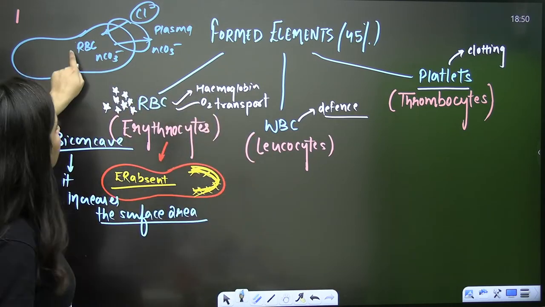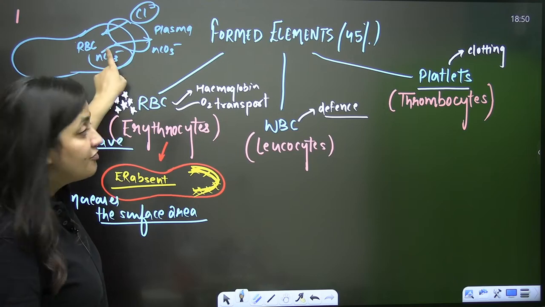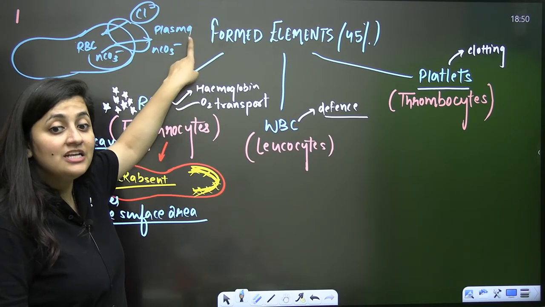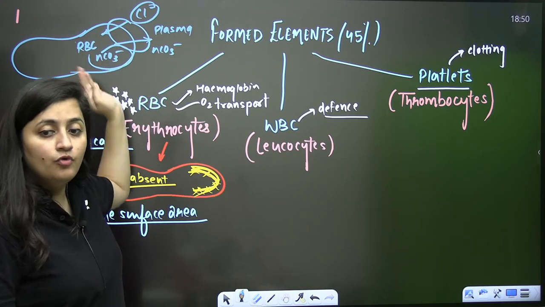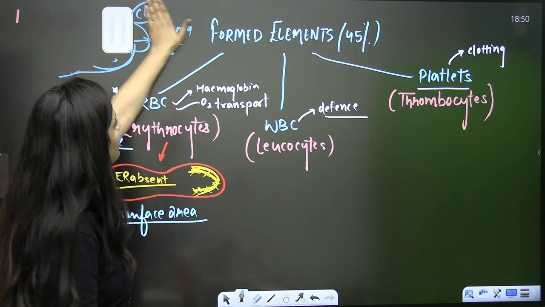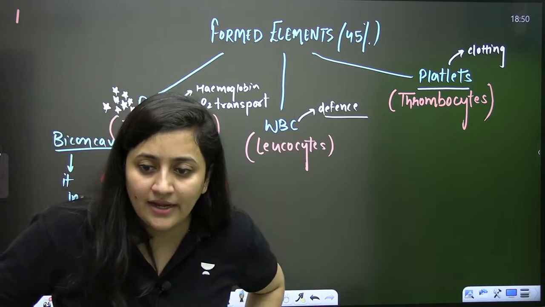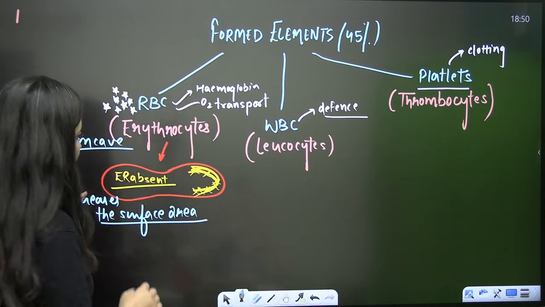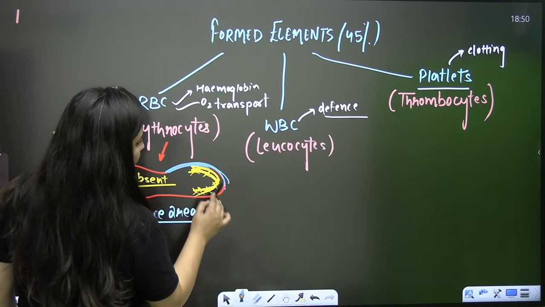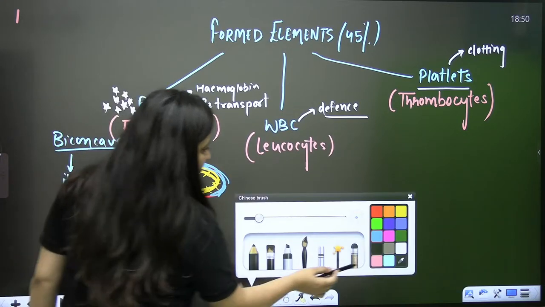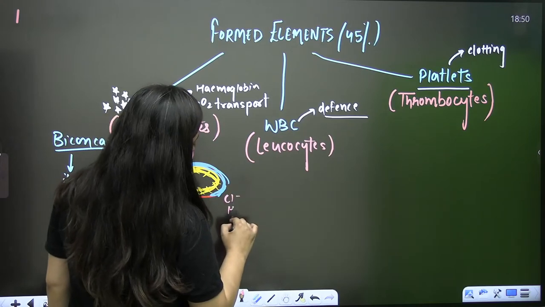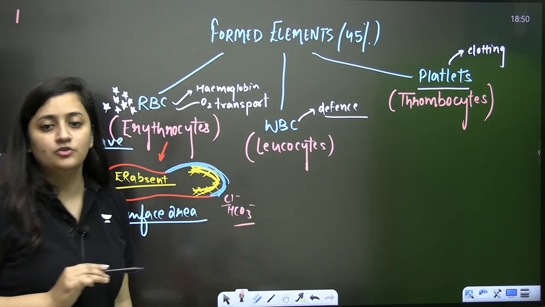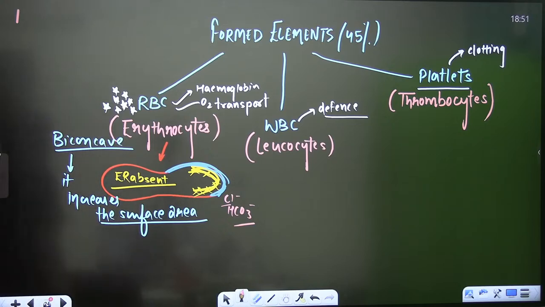So what is happening here? The bicarbonate ion, HCO3 negative, from RBC will move to the plasma, and from plasma, a chloride ion will move in. Are you getting it? So that's the chloride shift. And you know this RBC membrane has a special property. It is more permeable to chloride and bicarbonate. It is a kind of special property, the plasma membrane is permeable to such ions.